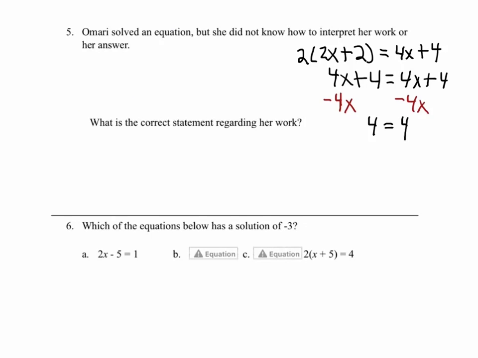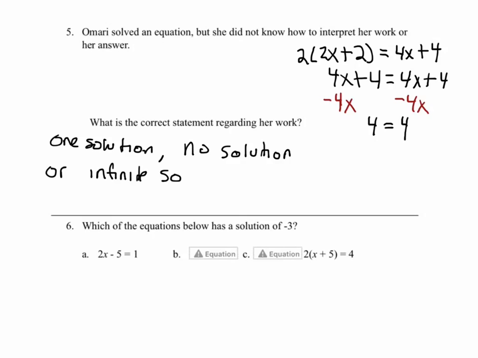What does this mean? There are two ways to look at this. Remember, with a system of equations, or linear equations, there's one solution, no solution, or infinite. So, which one is it? Don't just write this down. Which one?